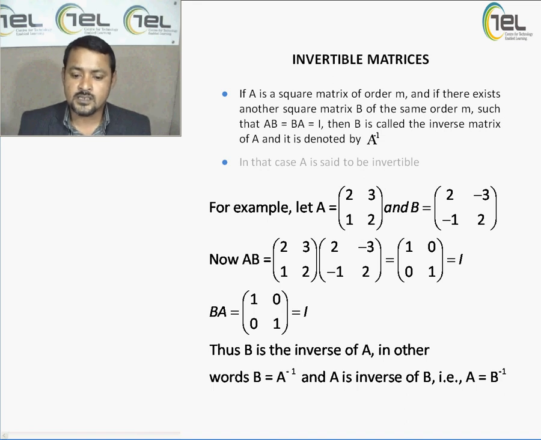For example, A is 2, 3, 1, 2 and B is 2, minus 3, minus 1, 2. Now AB is equal to 1, 0, 0, 1, which is equal to an identity matrix. Similarly, BA is equal to an identity matrix. So in that case, B becomes an inverse of matrix A, because BA is equal to AB, which is also equal to an identity matrix. In other words, B is A inverse and A is B inverse.